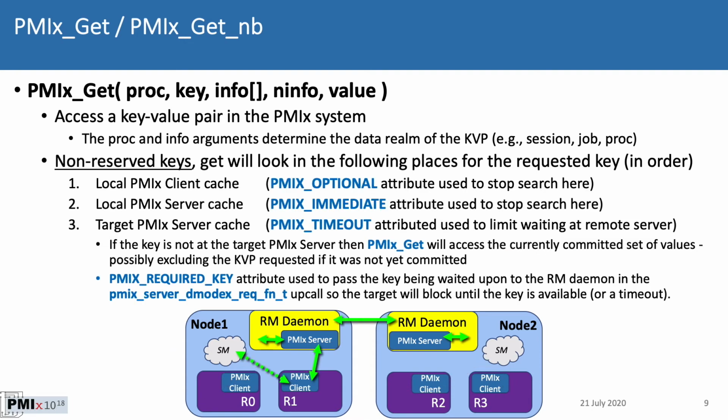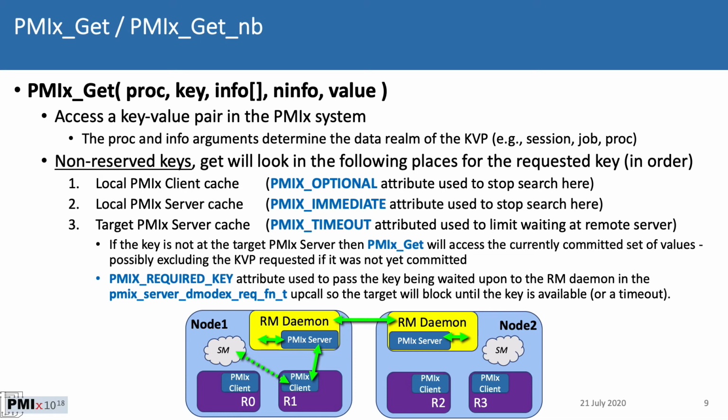For non-reserved keys, or often user-defined keys in PMIx, PMIx get behaves slightly differently. There's an additional step to the protocol here. It will still look in the client local cache before looking to the local server for the key value pair. If the key value pair is not available, then it'll issue a dmodex upcall into the resource manager to ask the target PMIx server for the information. Because remember, the PMIx server instance itself cannot talk cross-node. So we have to make an upcall into the resource manager daemon to ask the other daemon to find the data for us and then return it.